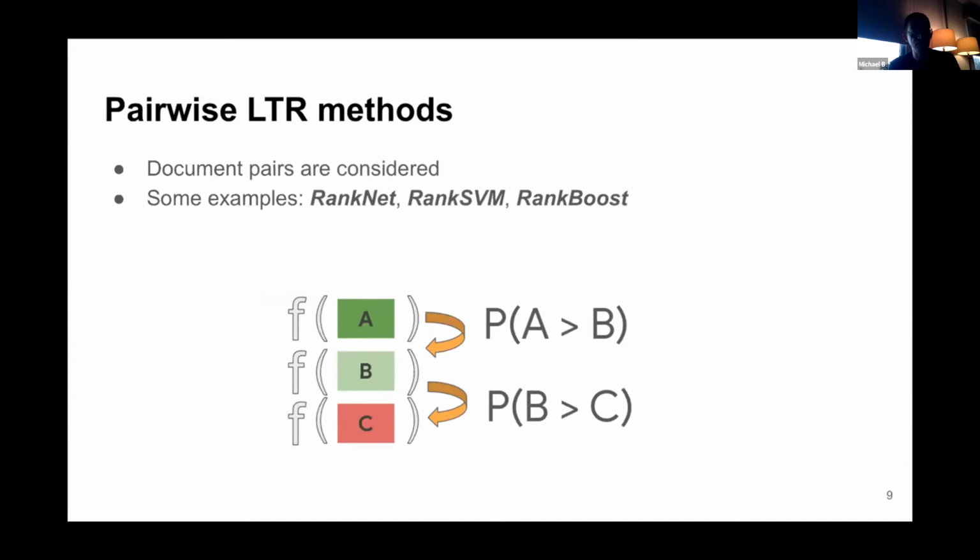Pairwise methods take pairs of documents. So we have documents A, B, C here. We will try to compare documents A and B, and compare documents B and C in this case. You can imagine it as a sort of pairwise classification. We classify whether one document is better than the other document. Examples here include RankNet, RankSVM, RankBoost, a couple of pretty well-known learning to rank methods.